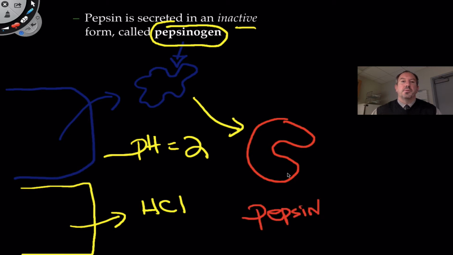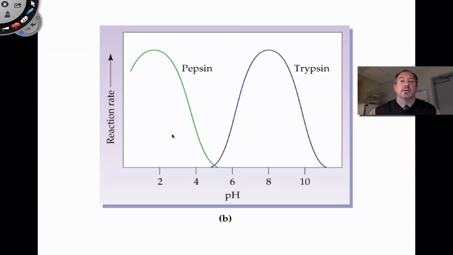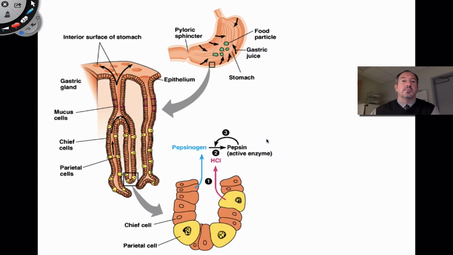Well, that's interesting, but how do we know that? Well, we could look at the reaction rate and determine that pepsin really is optimal at that low pH. We're going to discuss in a moment another enzyme in a separate video called trypsin, which, as you can see here, is most active at an alkaline pH, which is kind of interesting.